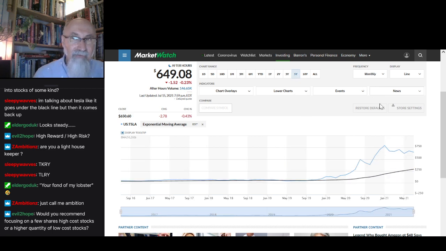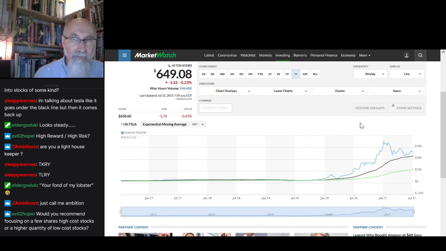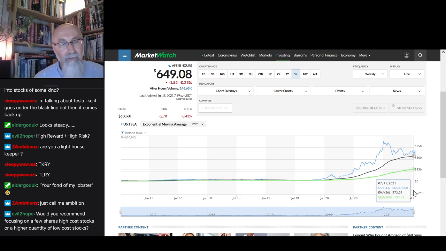When you go to 5 year, now it's doing it on a monthly basis. You can do this on a weekly as well. Let's see if it'll do it. It does do it. Nice. So here's the weekly for a 5 year chart. The 50 week average, the black line, the 200 week average, and the weekly average price, right, for Tesla as of July 11th, I guess, 2021, right?